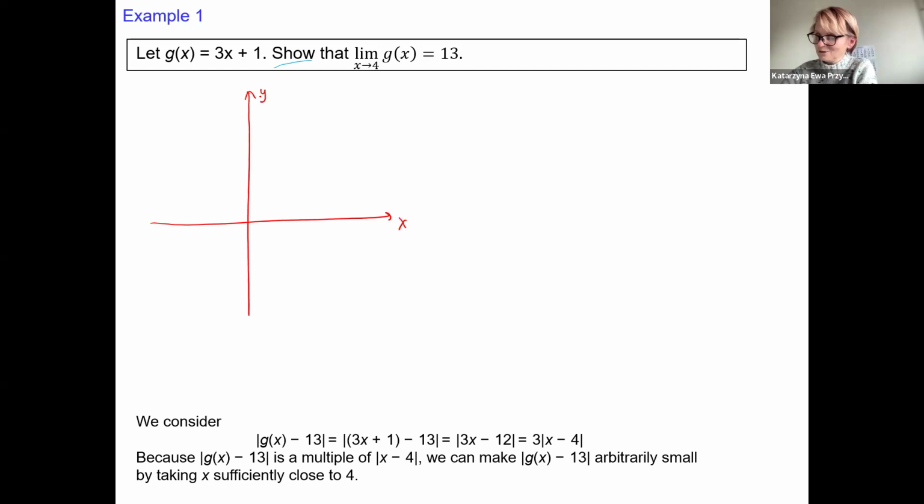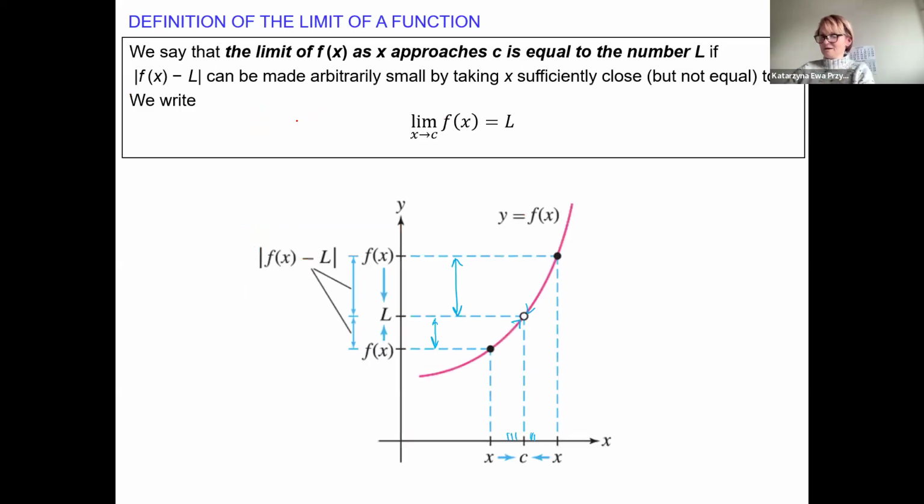Actually, we kind of see the solution at the bottom. 3x plus 1 is just a continuous function, it's a line. How does this line look? The slope is 3. Okay, and let's say this is 4, and we know that the limit is 13. I will just put an open dot at the moment. That means how we can prove it based on that definition.